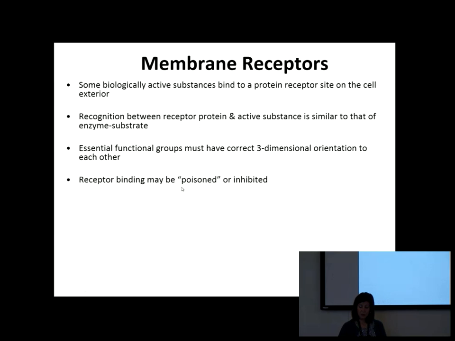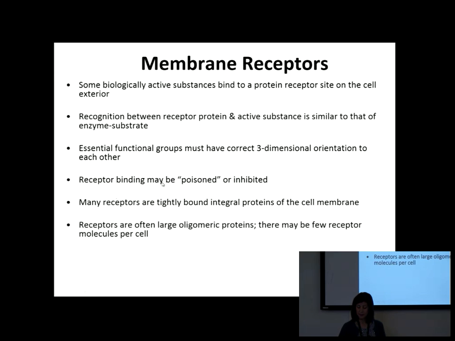We can also poison or inhibit our receptor binding. They found that most of these receptors are integral proteins, so they're tightly bound. So just like we can inhibit enzymes, we can inhibit receptor bindings. They're large, probably very hard to study.